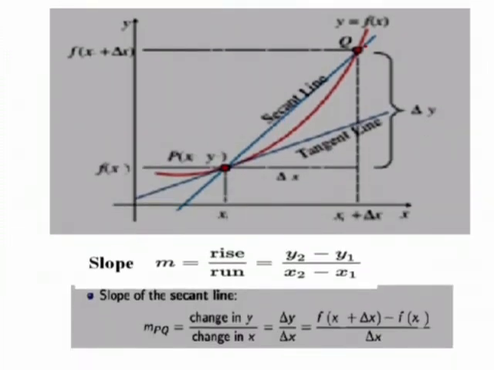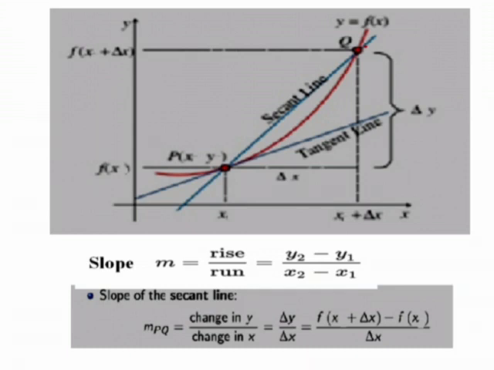What is slope? We know that slope means tan theta equal to rise by run. We have 2 points x1, y1 and x2, y2. What is slope? m equal to y2 minus y1 by x2 minus x1. What is a secant line? It is a line passing through 2 points of a curve. What is a tangent line? A line that just touches a curve at a point.